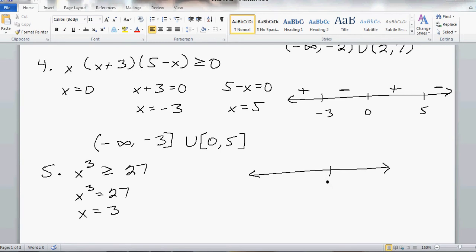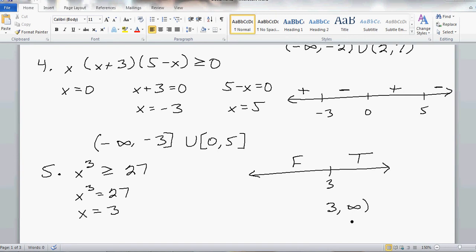But now, what we have to realize is we can no longer do positives and negatives because we're not comparing it to 0. Instead, we need to ask, is it true or is it false? So I'm going to pick a point down here. 0 would be very good. 0 cubed greater than or equal to 27? No, that's false. So we put a false, and then pick like 4. 4 cubed is 64. Is 64 greater than or equal to 27? That is true. And so when you deal with falses and trues, then it would be from 3 to infinity.